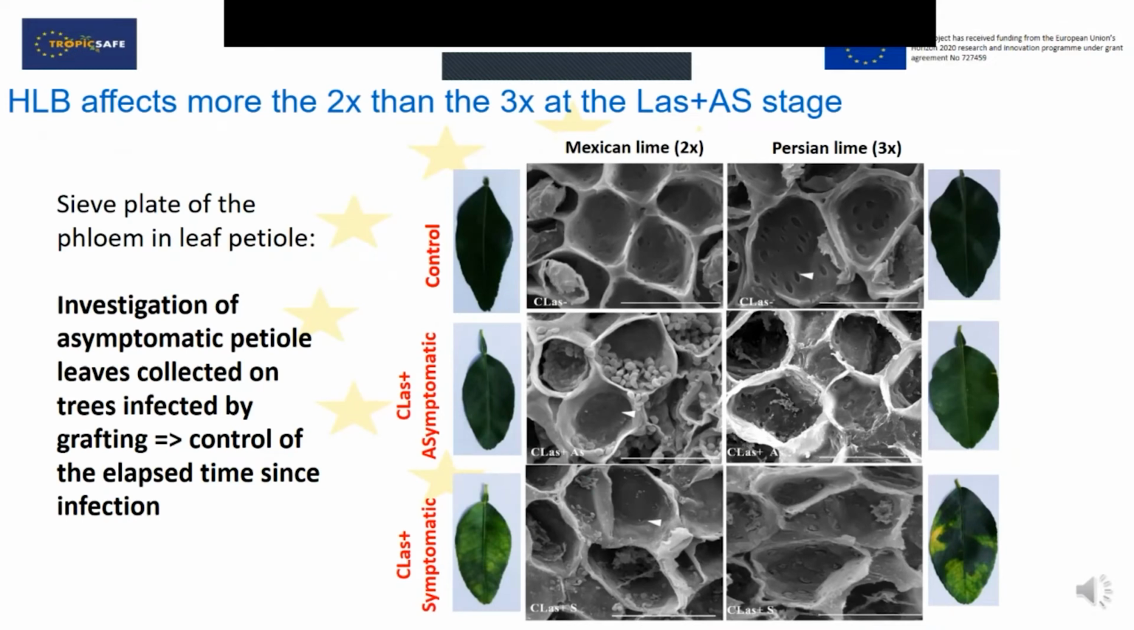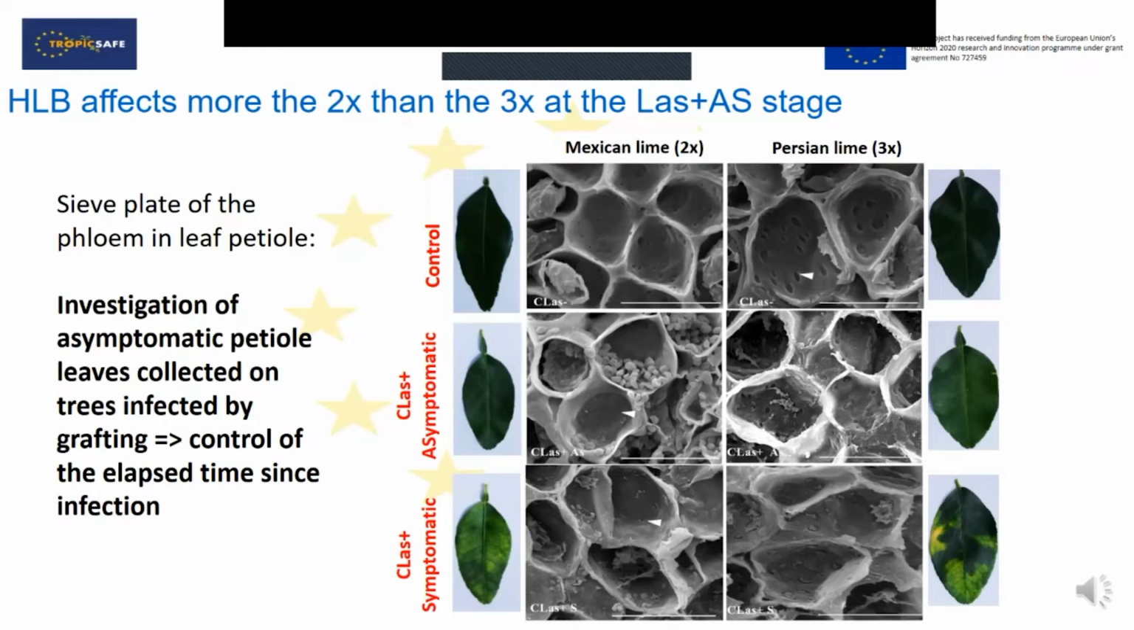So we also looked, using electron microscopy, at what is happening in the phloem cells. You can see at the top the control leaves. You can see that the cells of the Mexican lime are smaller than the Persian lime. This was expected because of the ploidy. You can see that the pores also are bigger in Persian lime compared to the Mexican lime. So this may also help the exchange of sieve from cell to cell.